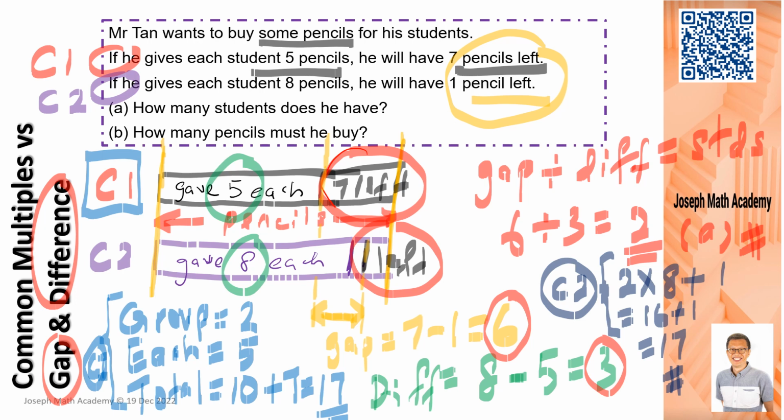Alright, so I've shown you how to go about using gap and difference to tackle questions involving common multiples. Now, some of you may be thinking, but I can do this using common multiples, so why must I use a different way? Right, the next question will explain to you why I strongly recommend gap and difference.